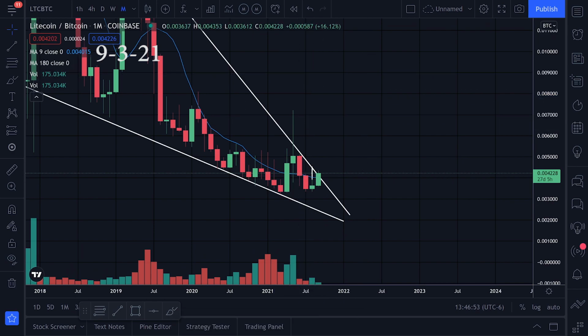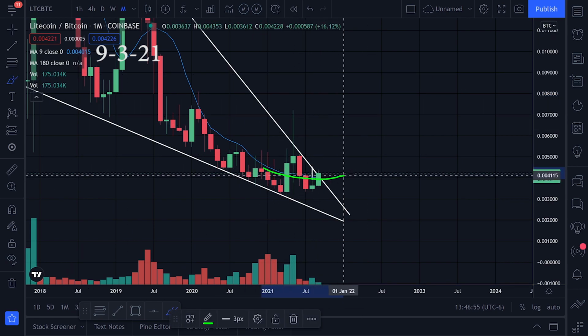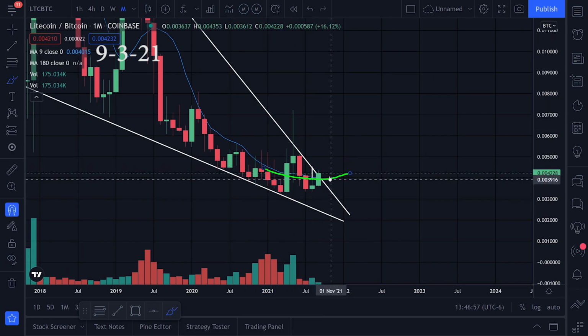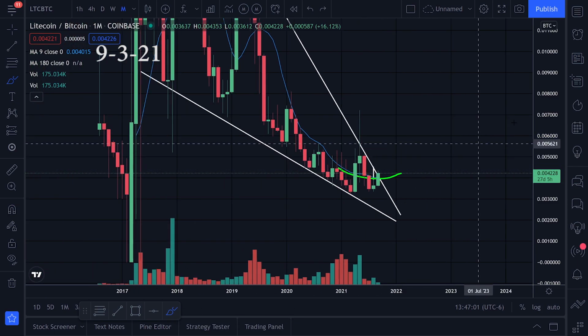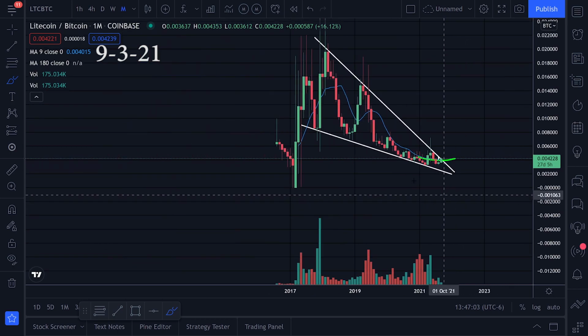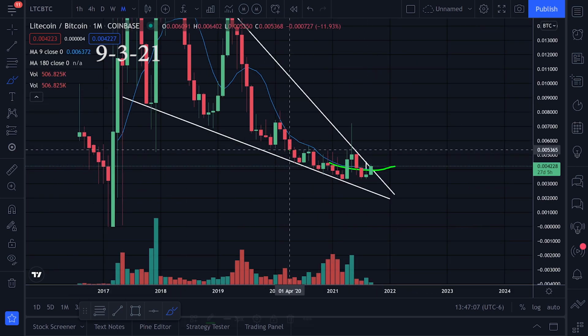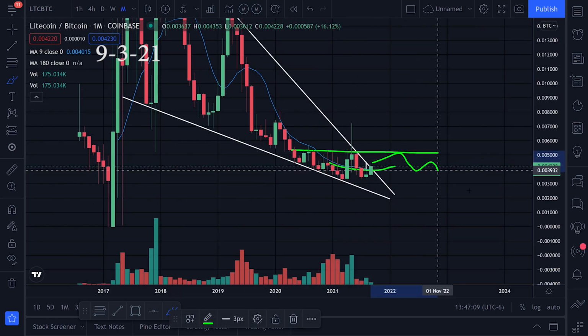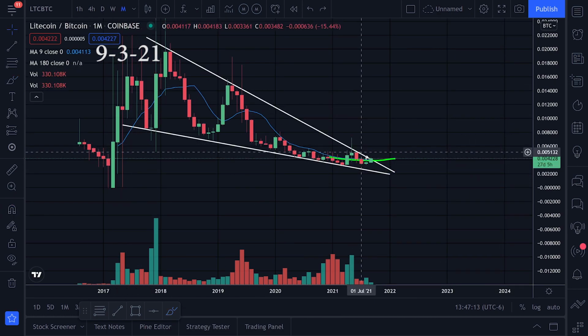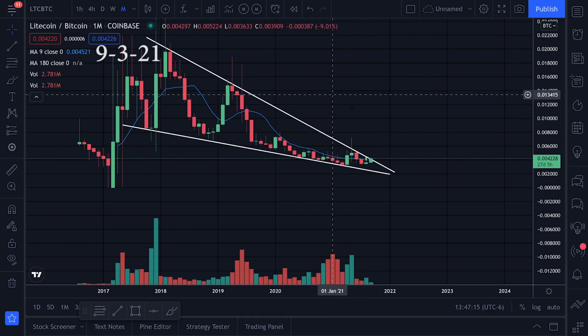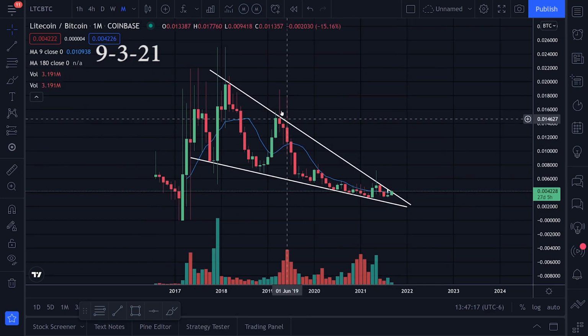We can pay attention to that. So if we can close above this 9 moving average right here on the monthly time frame, and then next month get another green candle, this might be looking really good for Litecoin. It's possible that we come up to this area right here and just get rejected and come back down, but I don't know. This is just something that I'm looking at. It's the monthly time frame, so it might take a long time for this to play out.